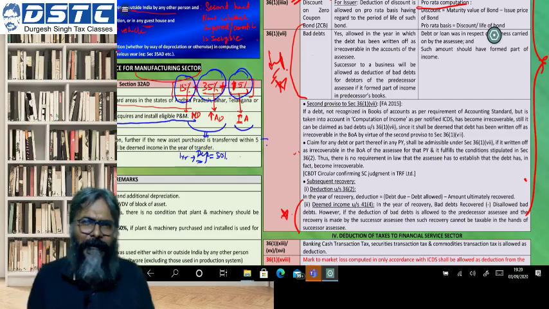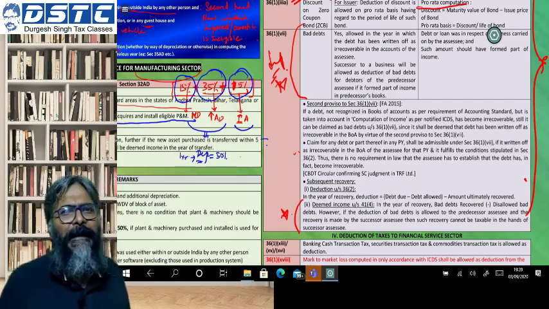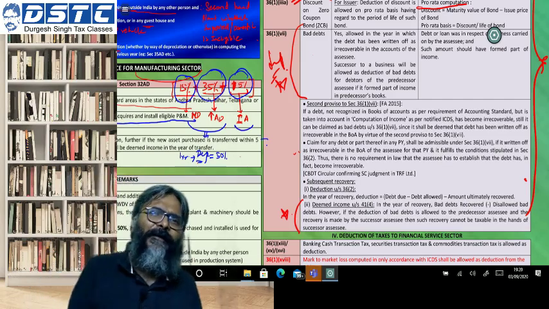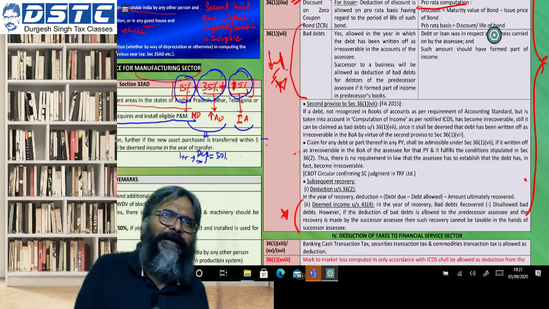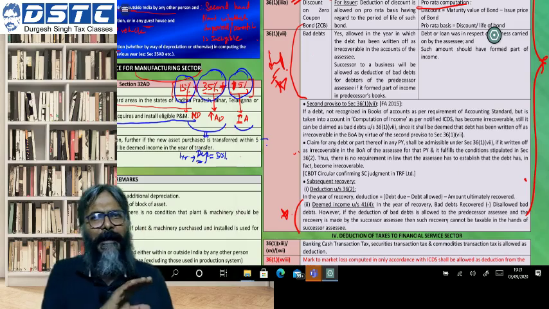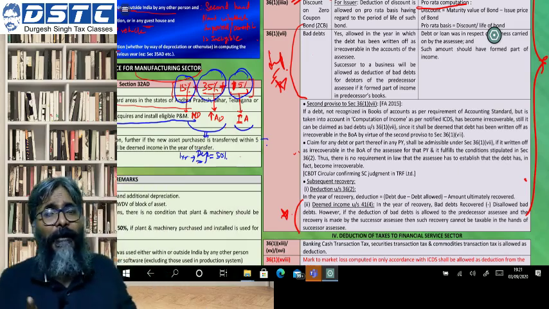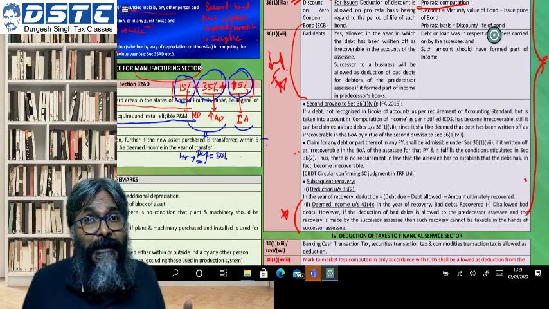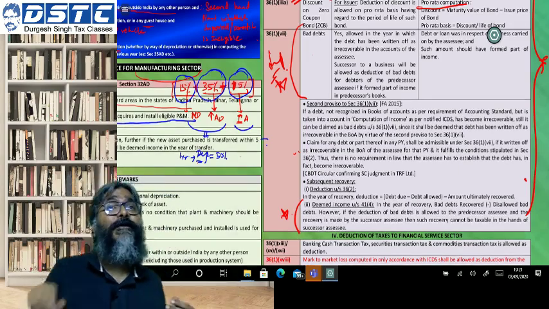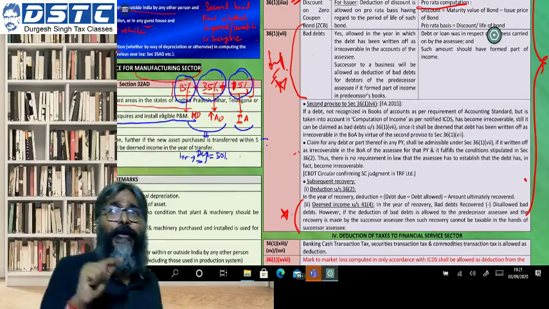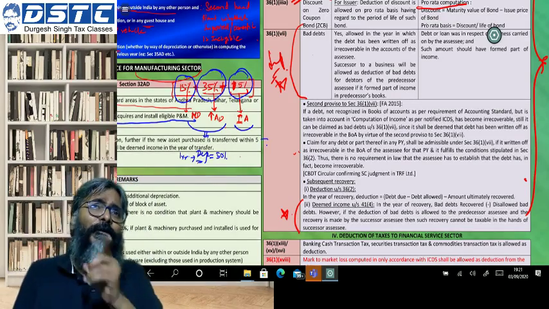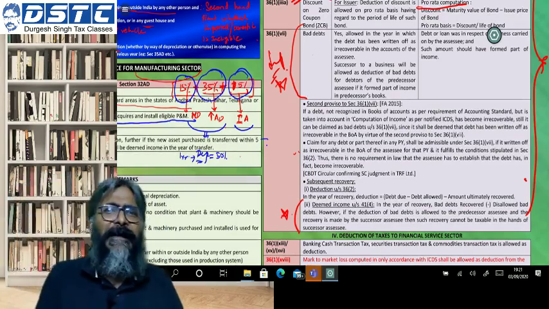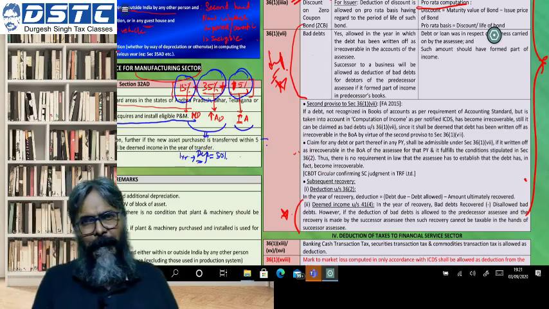Whether the recovery of the bad debts which you have done will be considered as your income? And the answer is yes. Why? Because I gave you the deduction earlier, but that deduction is a false deduction. Why is that deduction a false deduction? Because subsequently you have recovered the amount, and therefore on the subsequent recovery, that amount will be considered as deemed income. Did you all get this one?